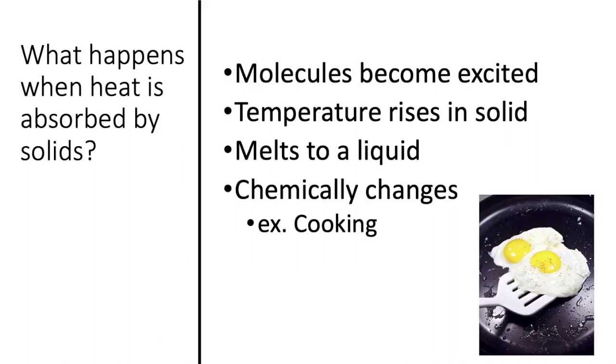Now, what happens when heat is absorbed by solids? The molecules become excited. So the heat is transferred from outside of the object into the molecules of the object, and the activity begins to rise. The temperature then begins to rise, and if the energy level is high enough, that solid will melt to a liquid. For example, we can see this when we cook, and this is a chemical change.